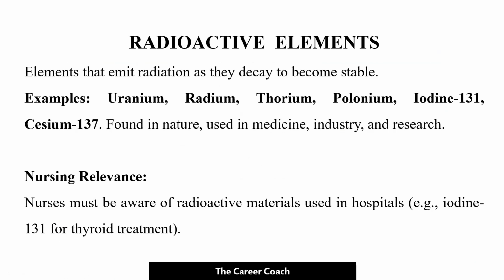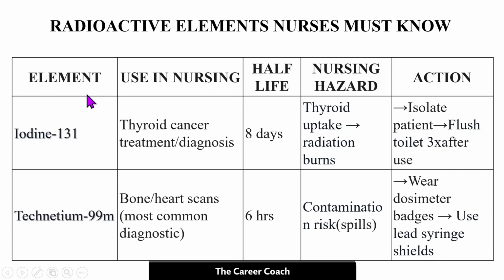Nurses must be aware of radioactive materials used in the hospital. Example: iodine 131 is used for thyroid treatment. So these are some roundup of elements that nurses must know, especially their half-life. We'll discuss half-life later, but half-life is simply defined as the time taken for a particular radioactive element to decay half of its original size. As radioactive elements decay, they become very stable.